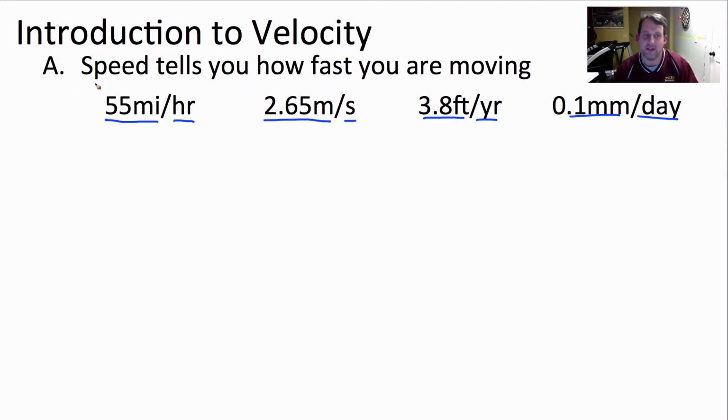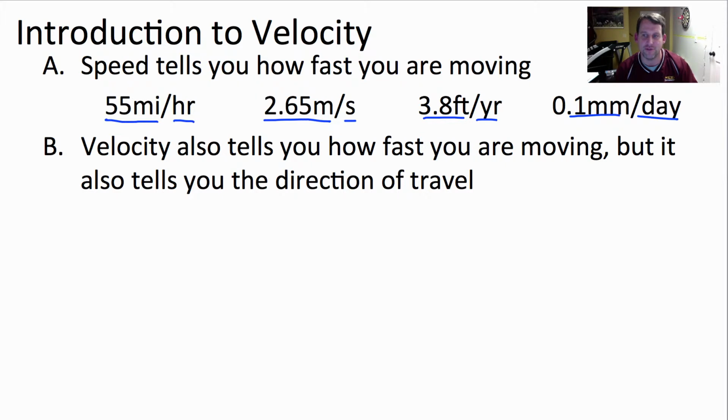But then what's velocity? Oftentimes people confuse speed and velocity because honestly they're almost identical. Velocity also tells you how fast you're going, but it gives you an extra piece of information, which is which direction you're moving in. So velocity tells you direction and how fast you're moving. So speed and direction. Let me give some examples of velocities here.